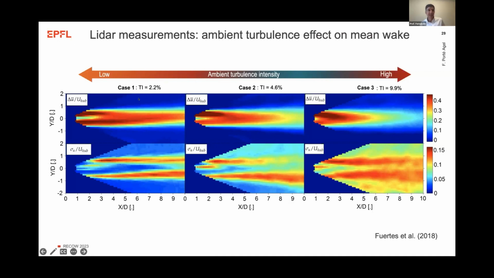For example, this is the first case on the left. By the way, this is the mean velocity. In red is a larger reduction. This is the deficit, so it's a larger reduction. And this is the increase in turbulence. This is the turbulence intensity, the level of turbulence, which increases in the wakes, as I mentioned.